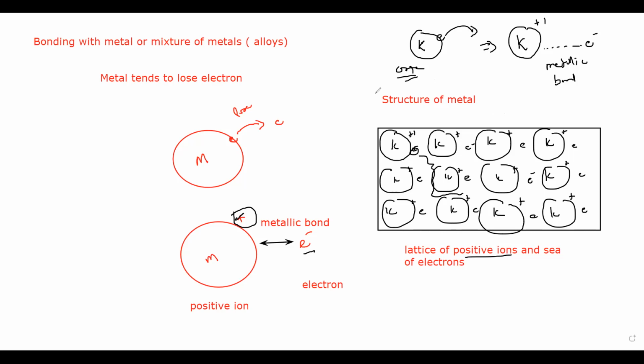Is it clear, the concept of structure of metal? This is example of potassium, but all the metals have the same structure. They have a lattice of a positive ion, and they have sea of electron. Same way, example, if you have iron.